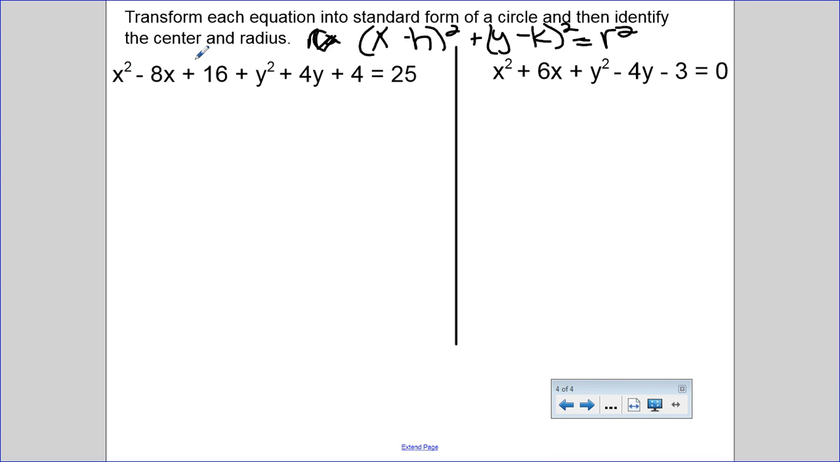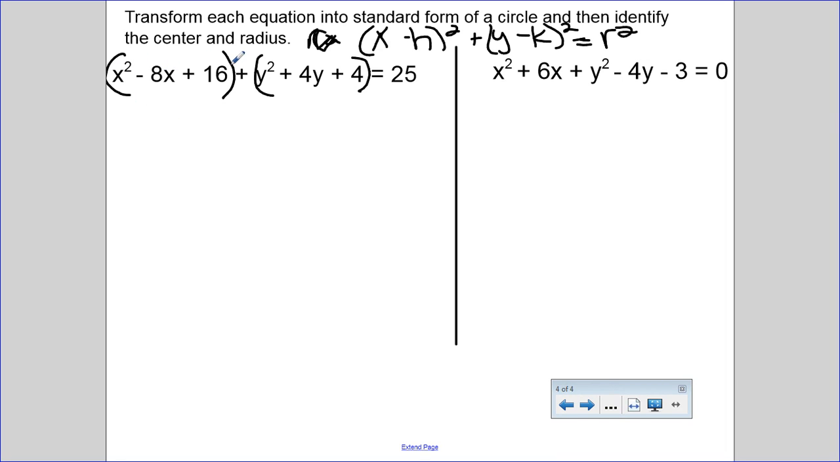x squared minus 8x plus 16 plus y squared plus 4y plus 4 equals 25. Well, that doesn't look like the standard form. Oh, but let's look over here. What if I put little parentheses around here and little parentheses around here? And let's see if we can recognize any patterns. Hopefully you remember from algebra, and we even reviewed at the beginning of this year, that this is one of our perfect squares, one of our special products.